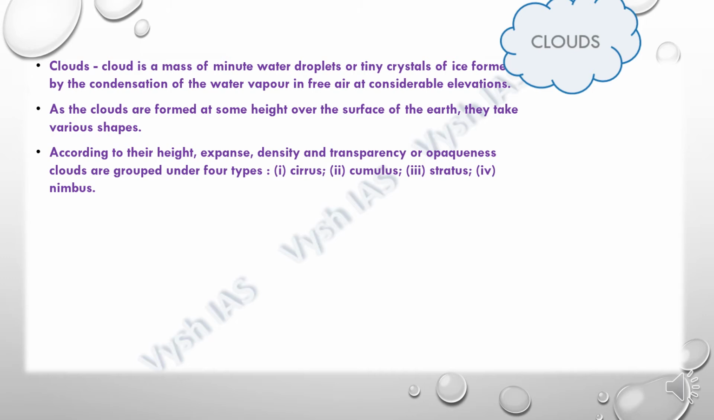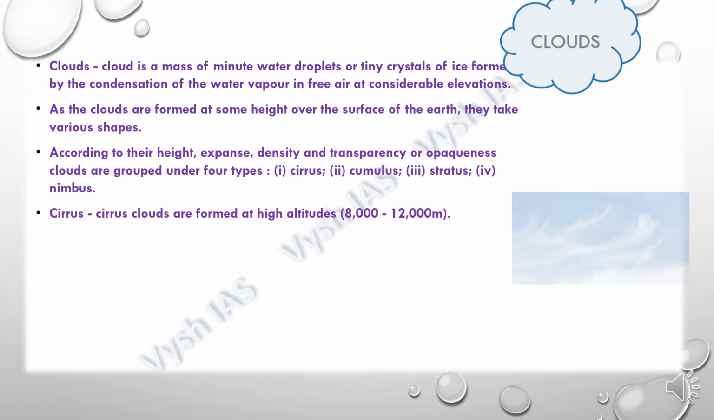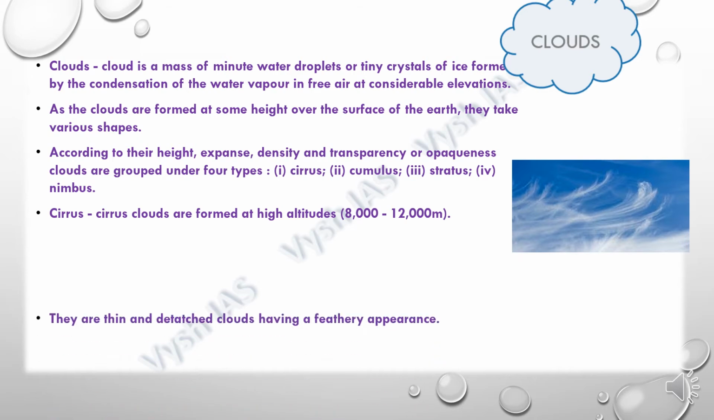First is the cirrus, then we have the cumulus, then the stratus and the nimbus. First up is the cirrus. Cirrus clouds are formed at high altitudes of 8,000 to 12,000 meters, and they look something like this.